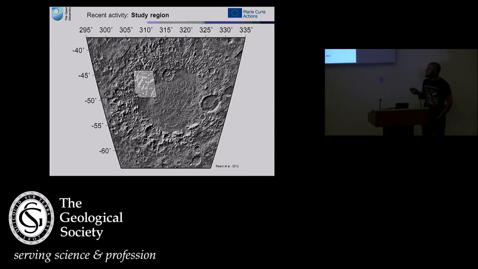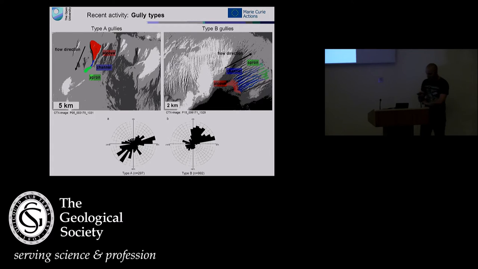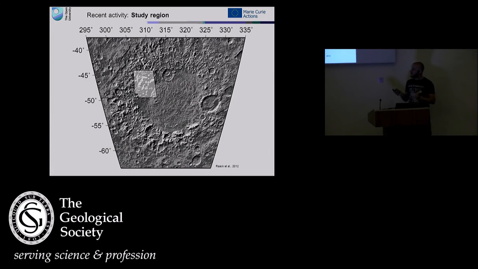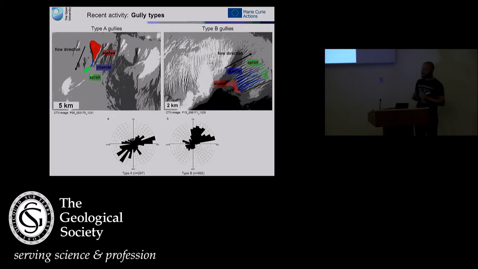The study region was on the northwestern part of the rim, because here we have the highest density of gullies, and we have very good coverage with CTX and high-res images. So I measured every gully in this area. I measured the gully channel, to be clear that this is one gully.